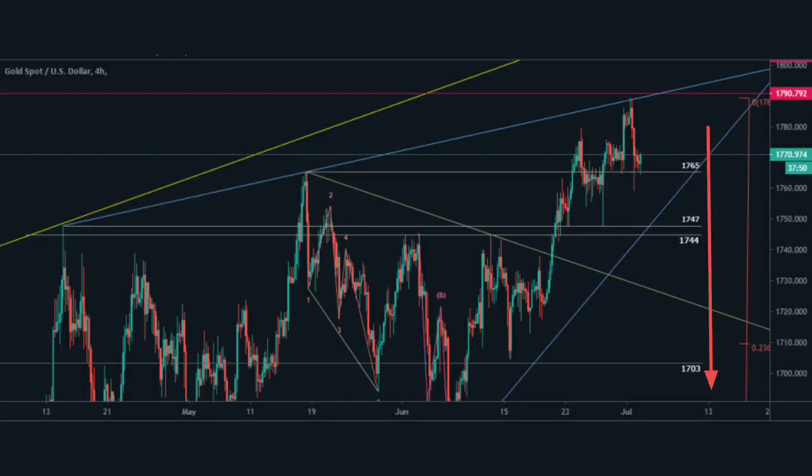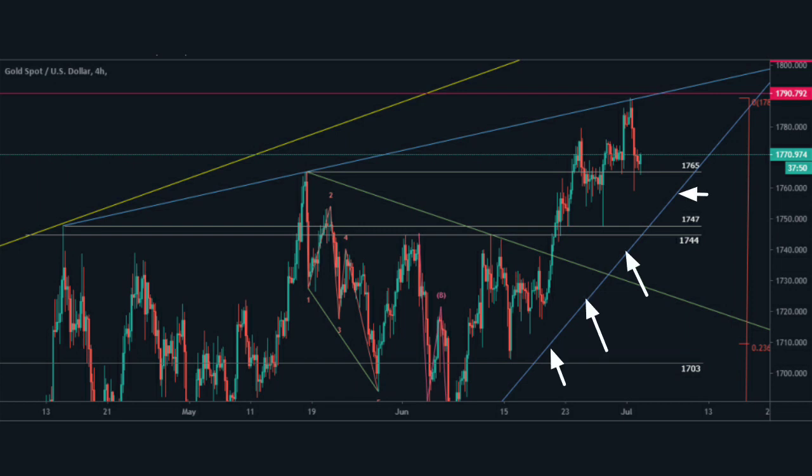On the downside movement, we have first resistance at 1765. The clear breakout of 1747 and 1744 resistance will lead gold to 1703. Technical level as well as psychological mark.